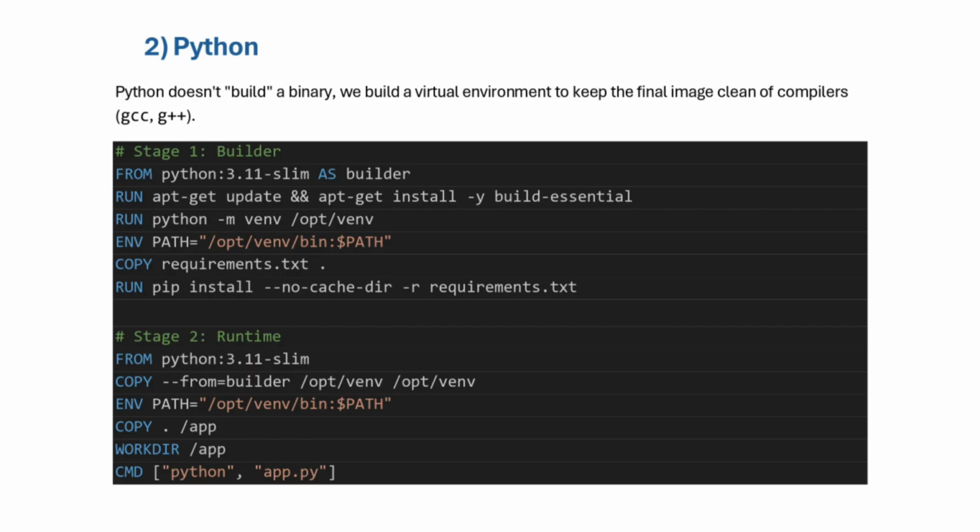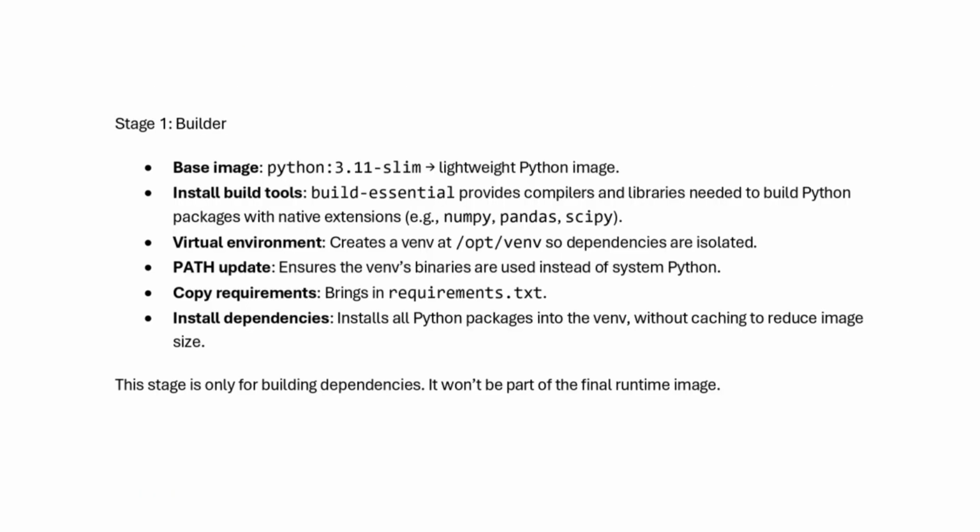Python doesn't build a binary. Here we build a virtual environment to keep the final image clean of compilers. Here is a Dockerfile of a Python application. It also has a multi-stage build, that is stage 1 builder, stage 2 runtime. Stage 1 builder: the base image is Python 3.11 slim, which is a lightweight Python image.